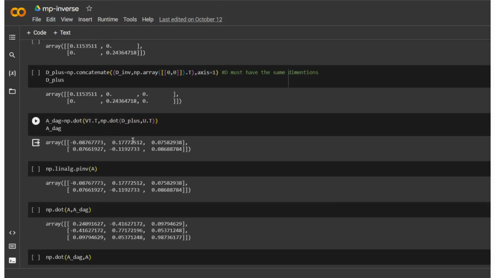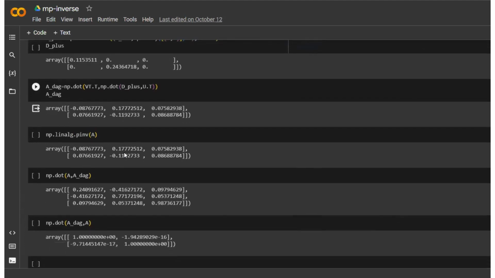So as we saw previously, the pseudo inverse or the A dagger, it's the dot product of V, D plus, and U transpose, right? Since we already get V transpose from the SVD method, we take its transpose again. Then we dot it with D plus dot U transpose, right? So this is what your pseudo inverse looks like. And NumPy already has a built-in method for finding pseudo inverses as well.